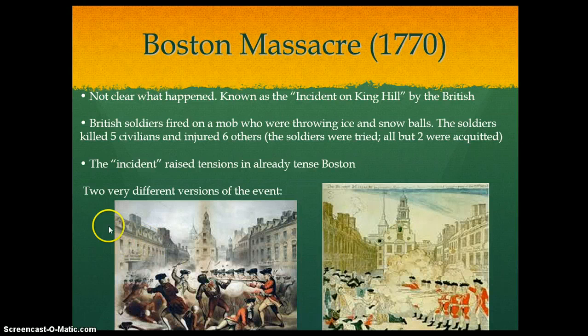As you can see here, you've got 2 very different versions of the event. The one on the right is the famous woodcut engraving that Paul Revere created. Here you can see the British soldiers standing in a line and firing into the crowd. At least in this depiction, it's very clear that the British troops are on the right-hand side and all the colonists are on the other side. None of them are armed. Most of them are on the ground. And here the British are brutally massacring these colonists.